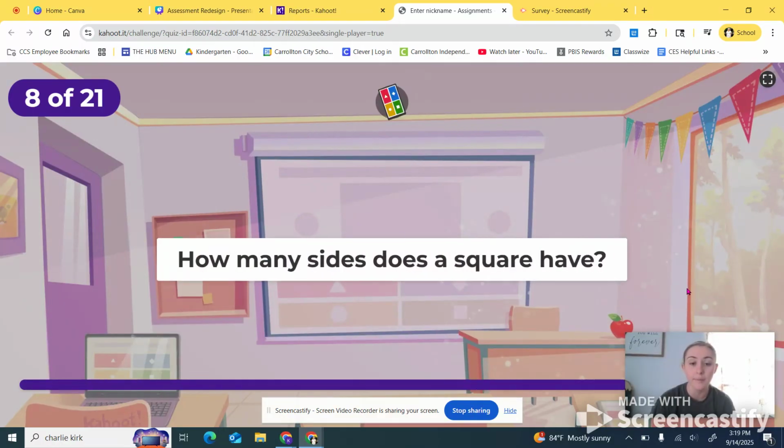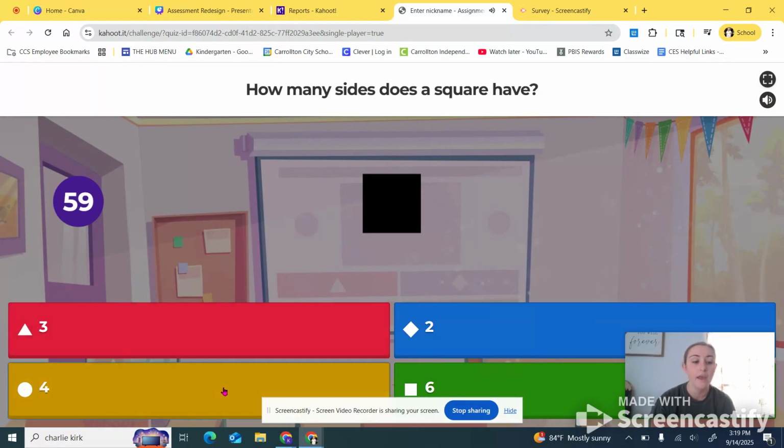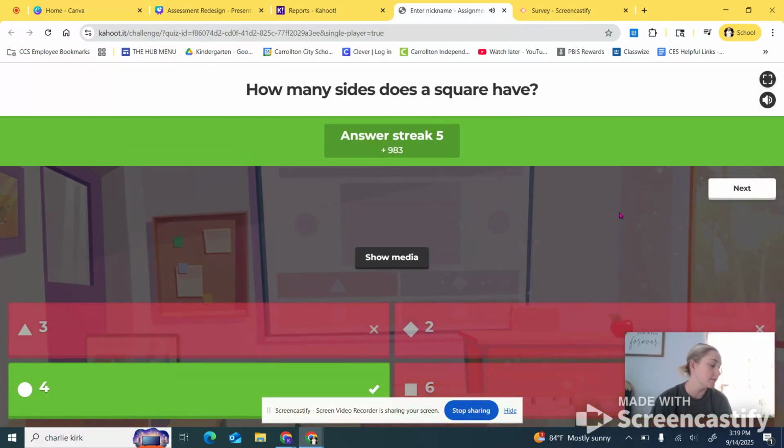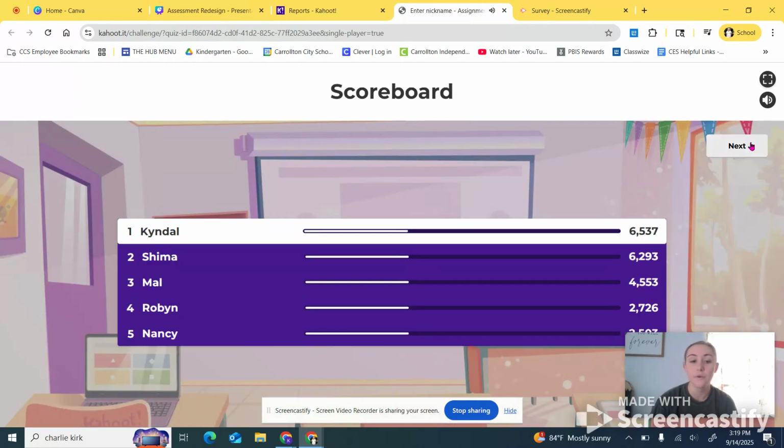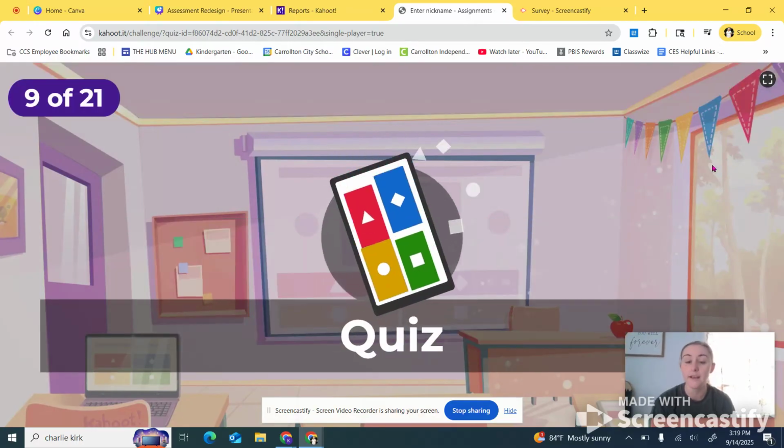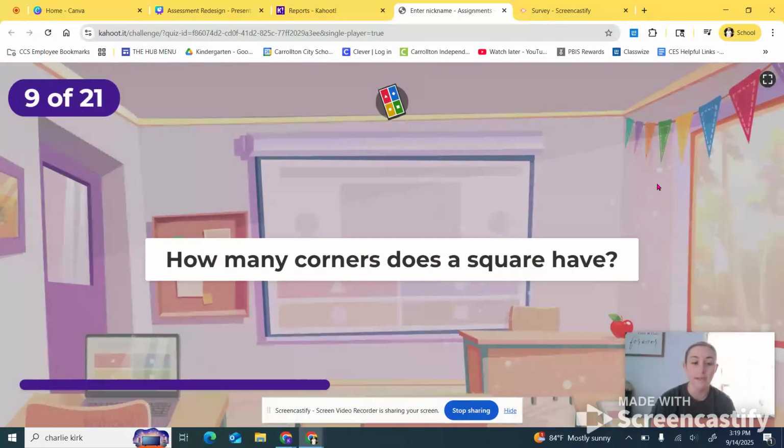Same thing with the square. How many sides does a square have? And of course, we would say that the square has four. It also encourages them here. Since this is an individual practice, it just gives random names. But if this was taken as a whole group, other students would not be able to see whether they were getting the answers correct or incorrect. The teacher would. However, it would show how many points they're earning, creating that competition as a fun game.